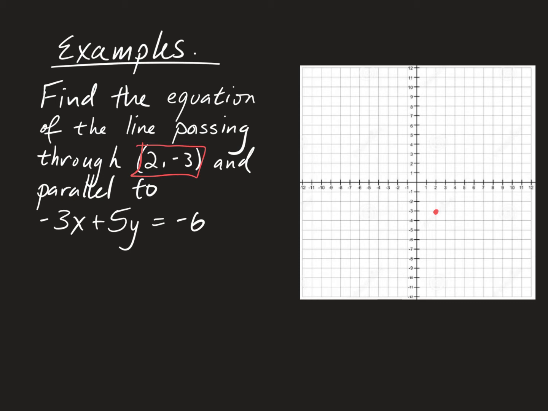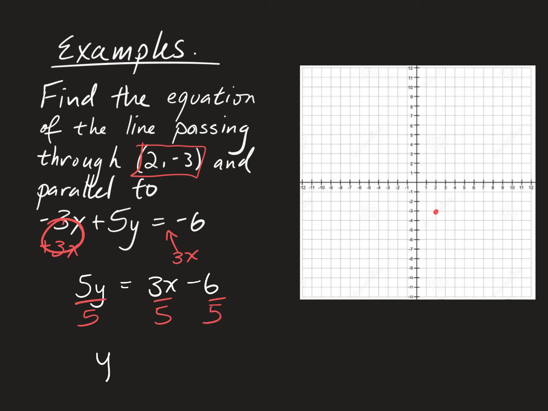So what we have to do is come back over here and solve this equation for y. So let's find out what y equals. If you add 3x to both sides, that zeroes out the -3x on the left, leaving you with 5y equaling 3x minus 6. From there, we can divide everything by 5 to get y solved. And you have y equals 3/5 x minus 6/5.